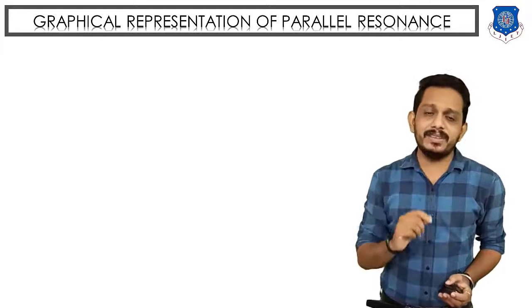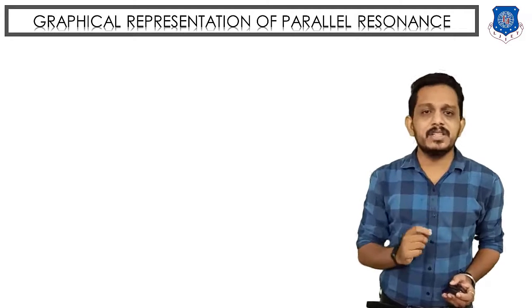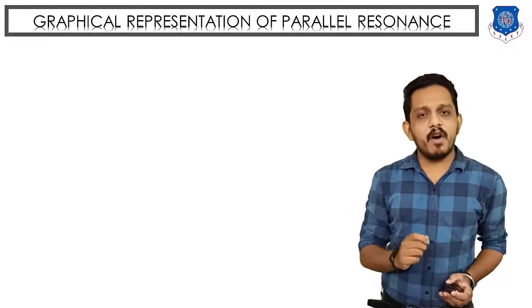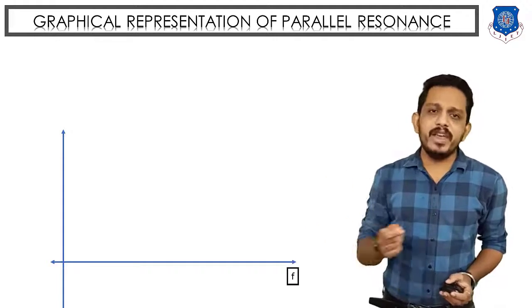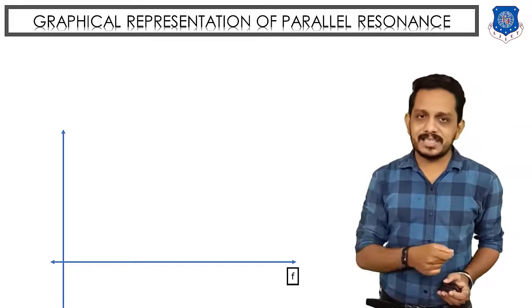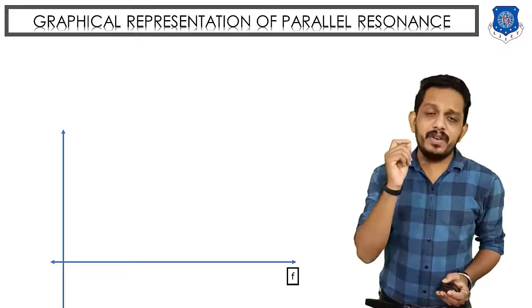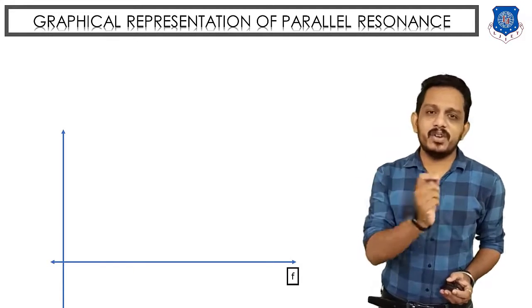If it is BL, then it is known as the inductive susceptance, and if it is BC, then it is known as the capacitive susceptance. So now let's draw the graph of resonance in a parallel circuit. To draw the graph, again we have to take two axes, the x-axis and the y-axis. On the x-axis we will take frequency, because all this phenomena is related to frequency.